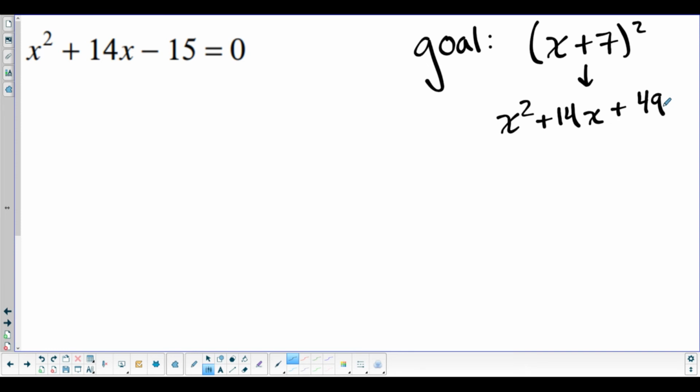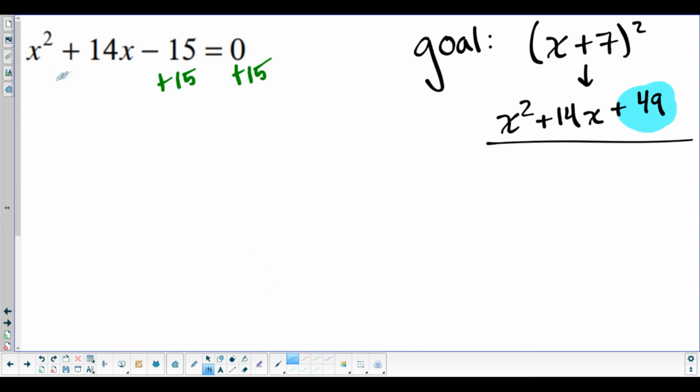Okay. Well, this equation right here is pretty close to this one, except for the c term, the constant term. In the one that I want, in my goal, it's 49, but in this equation right here, it is negative 15. And so all I'm going to do is some algebra so that on the left side, instead of negative 15, I have positive 49. So the first thing I'm going to do is add 15 to both sides.